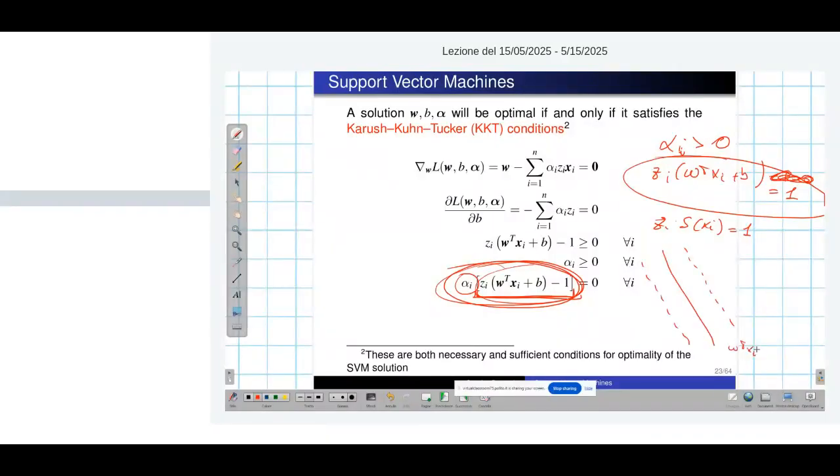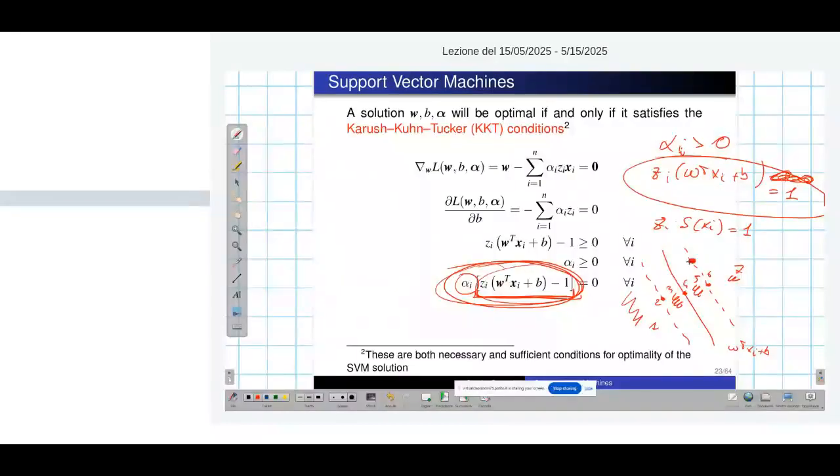W transpose Xi plus B. Let's imagine it's a red point. Where should I draw it? I can draw it in this region, I can draw it here, here, here, here, and here. So let's call them 1, 2, 3, 4, 5, 6, and 7. Where should I draw it? It's a point that lies here, it's 6.